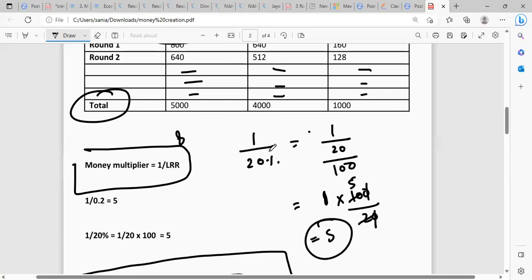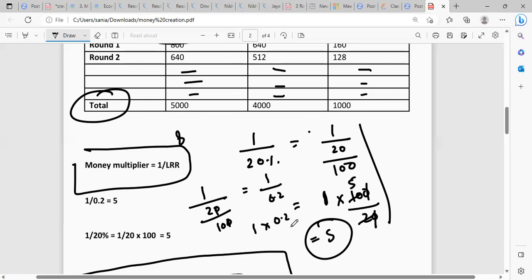Clear? Or what you can do, either you can go for this calculation method, or you can write 20 divided by 100, cancel 0 and 0, and then put 1 upon 0.2. This becomes a little bit tricky. 1 upon 0.2 then goes up, so it will be 1 multiplied by 10 upon 2, and then you solve it. Again it becomes the same thing. Clear? So whichever you feel is easy for you, you can go for that.